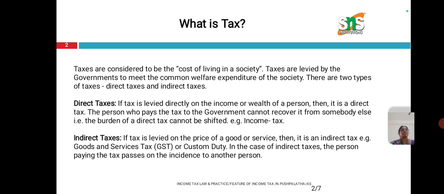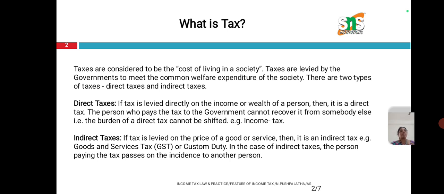The direct tax is the tax that is paid directly to the government by those on whom it is imposed, and the burden cannot be shifted to others. For example, there are three heads: income tax, corporate tax, wealth tax. First one, income tax, is paid by individuals, firms, companies and on other incomes. For example, Mr. Ravi earned 8 lakhs per year, so he pays income tax.